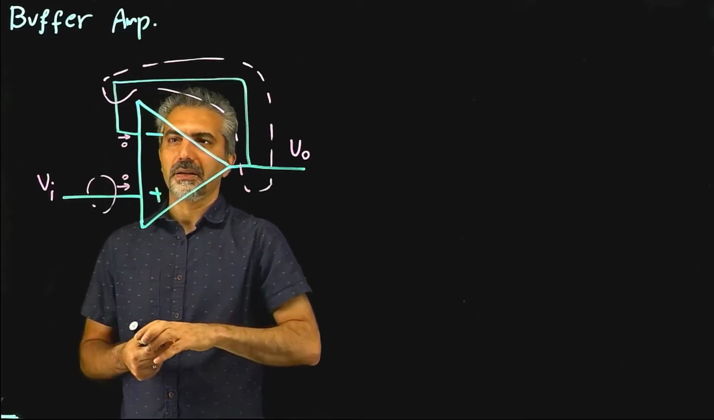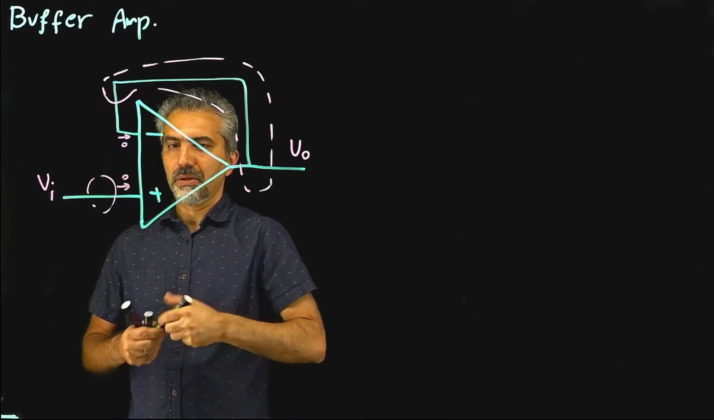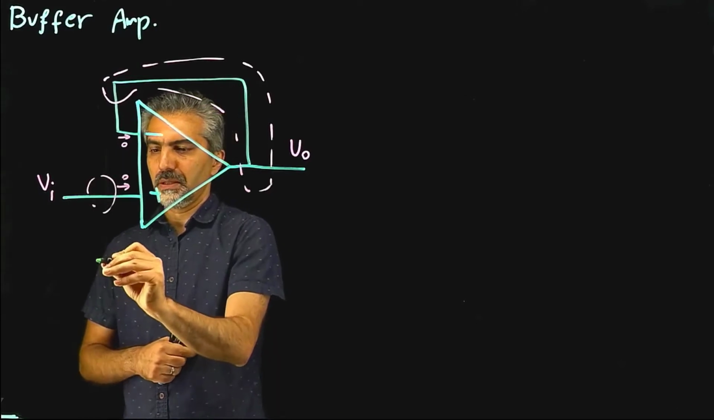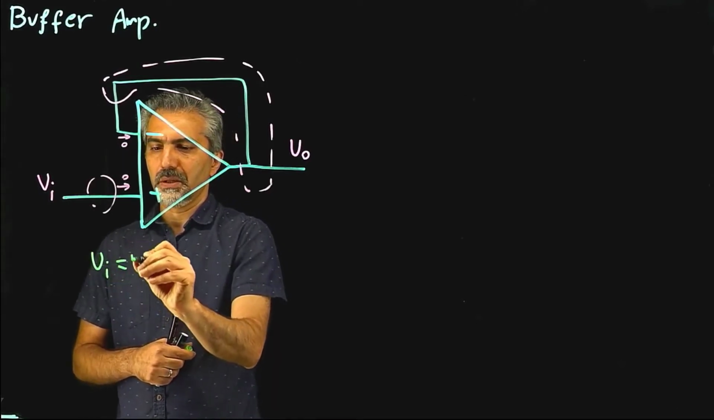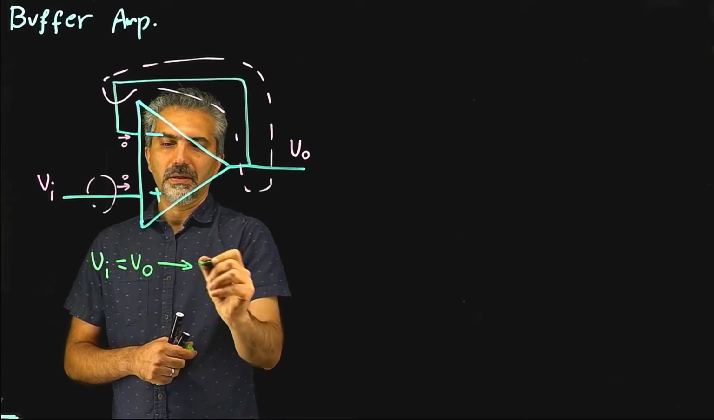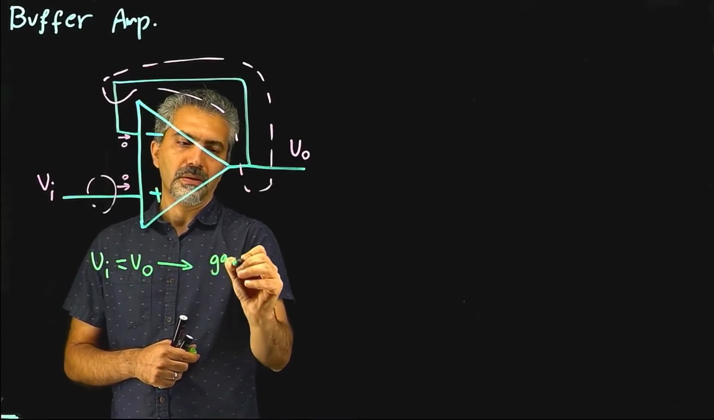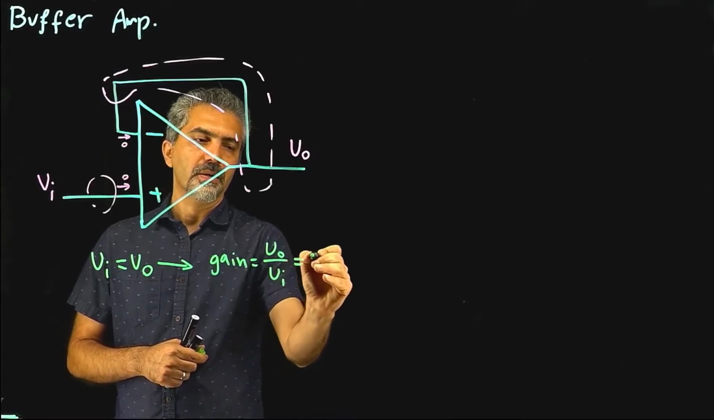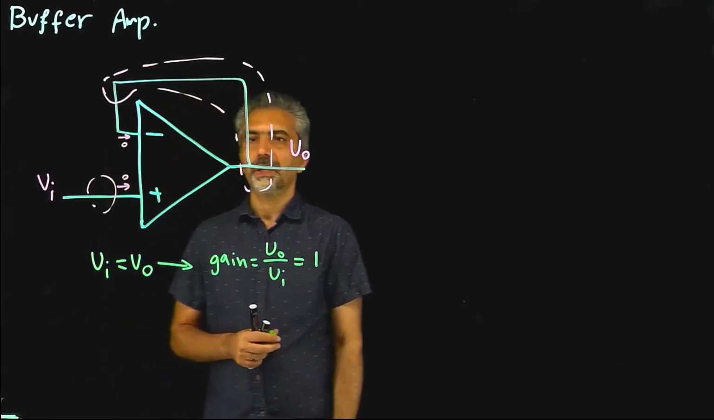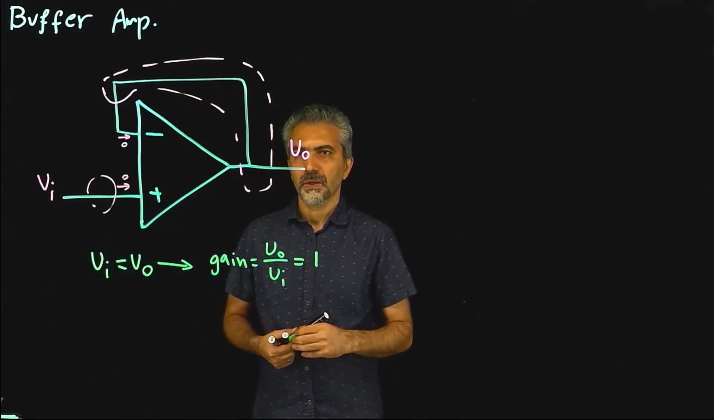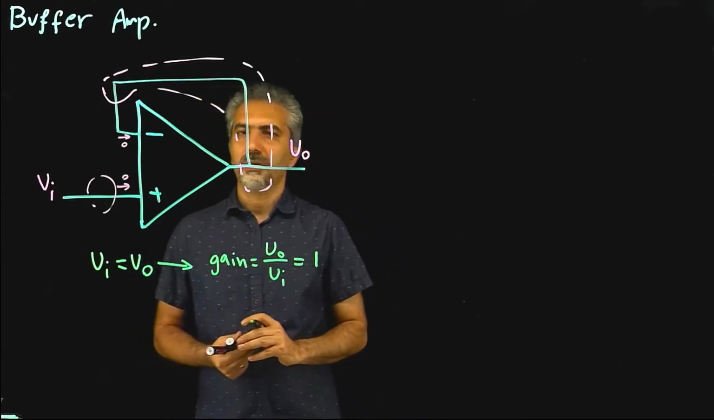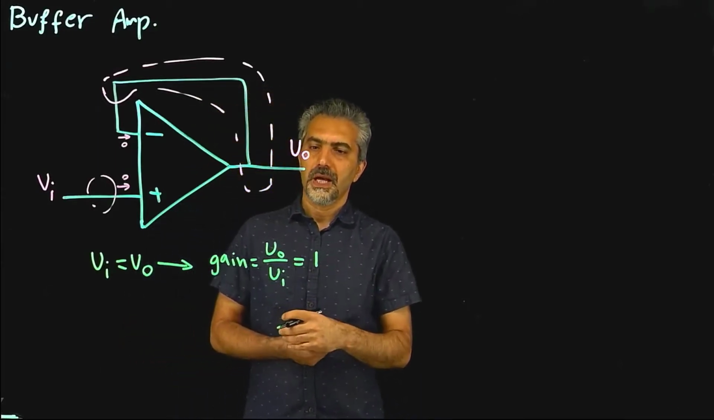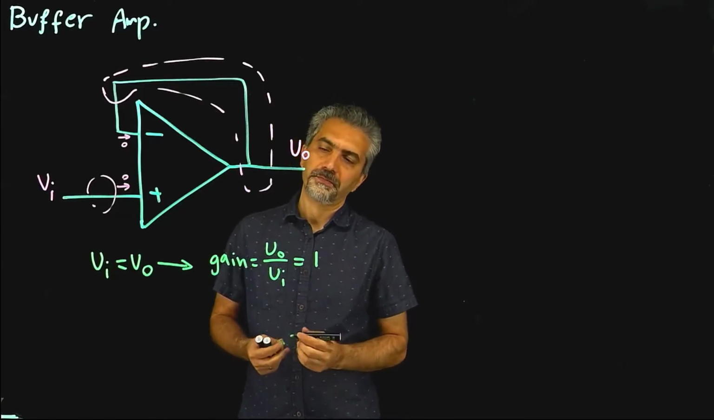So if I write that equation, I think you can quickly see that VI being equal to V out gives you a gain of V out divided by VI being equal to 1. That's why this circuit is called a unity gain amplifier or a buffer.